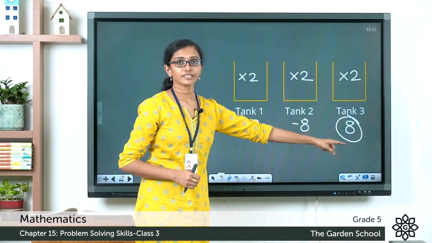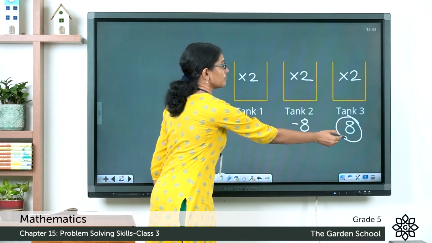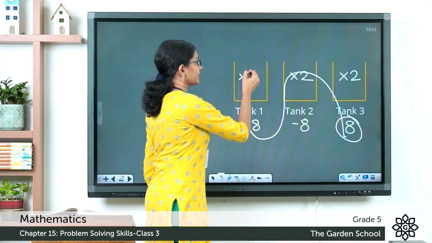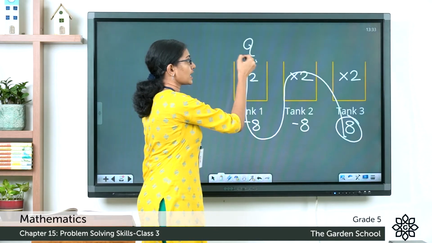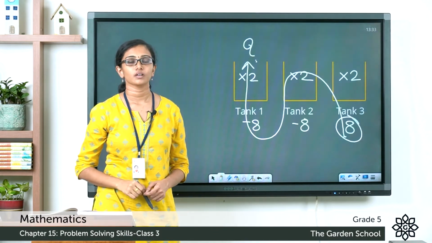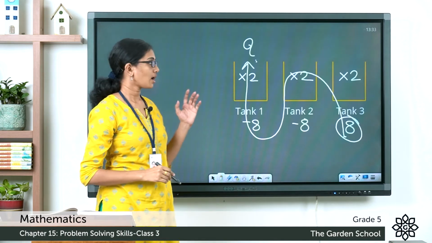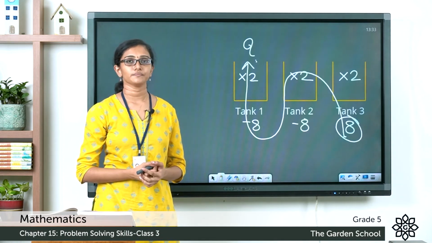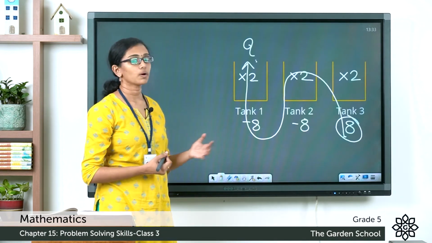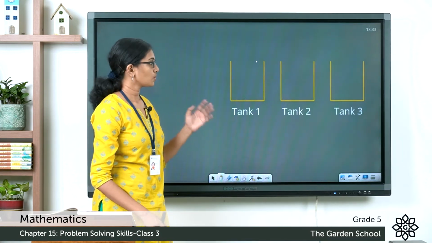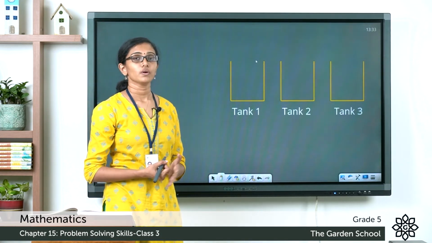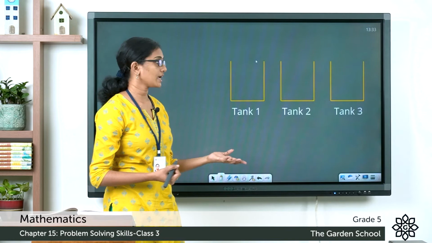From this data, we need to work backwards and find out how many flowers she had with her in the beginning. How do we do this? How do we solve this problem? Let's see how we can work backwards. So from the question, we know in the end, she was left with 8 flowers.